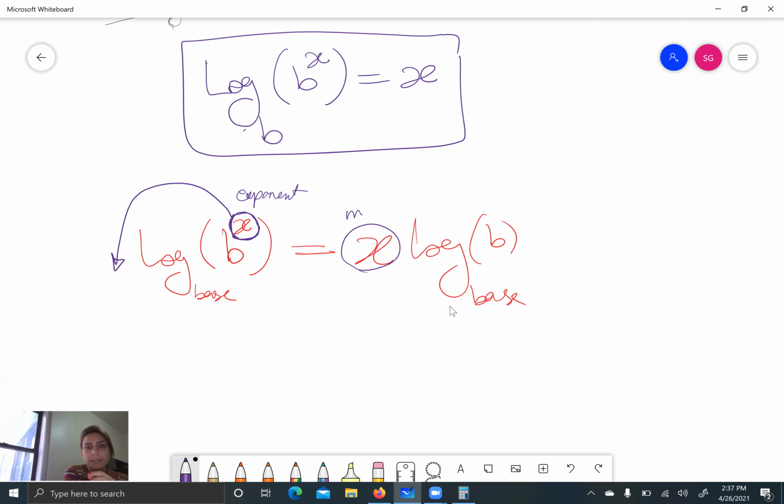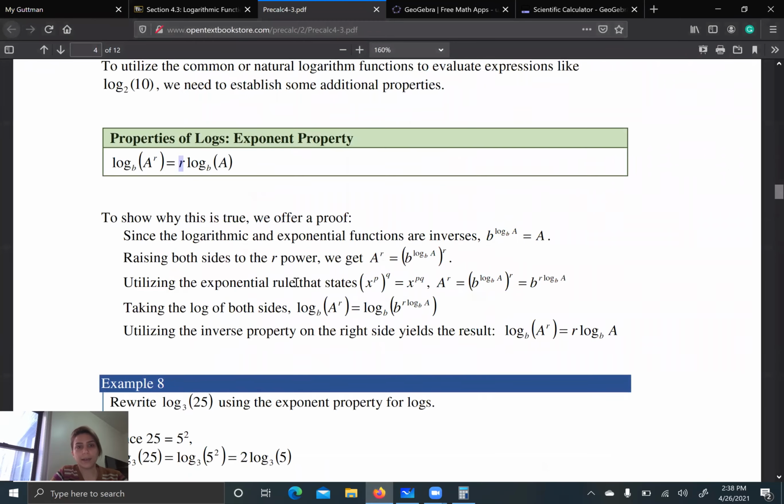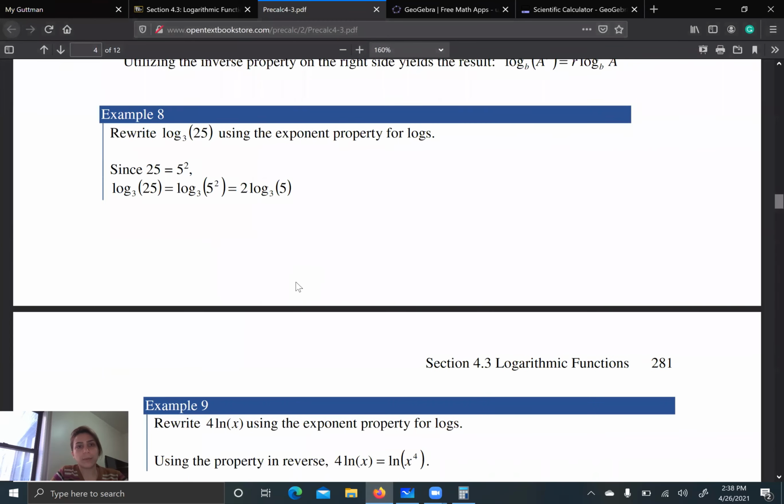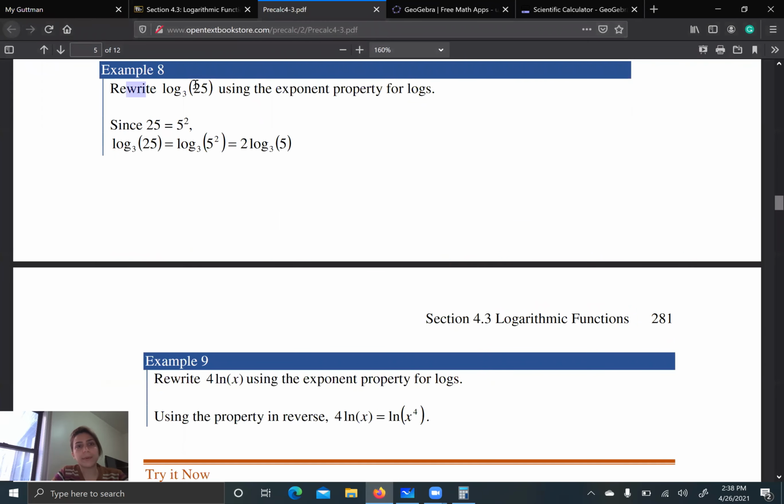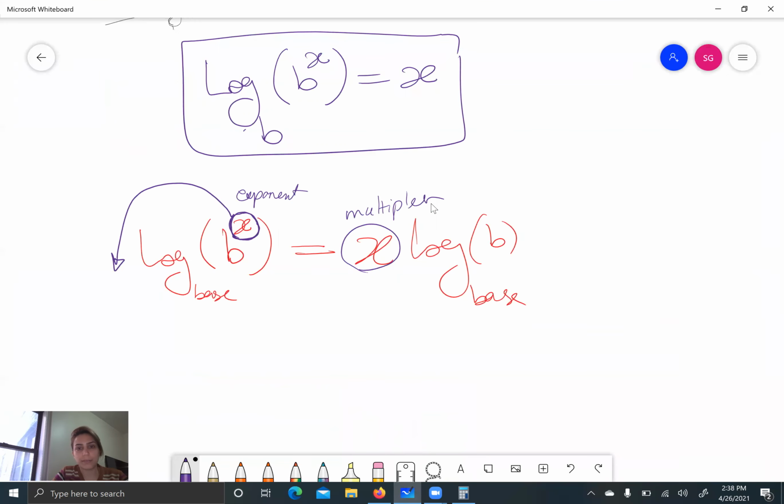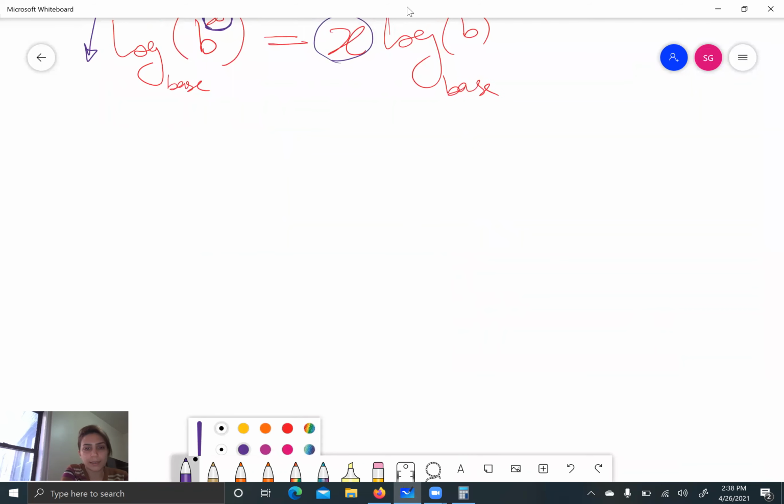You see? Multiplier. So you can do that. So in a logarithmic function, the property is that if the input of a logarithmic function contains an exponential, then that exponent can also sit as a multiplier. For example, let me show you a couple of examples. Use that property to rewrite the log of 25, wait, let me write it.